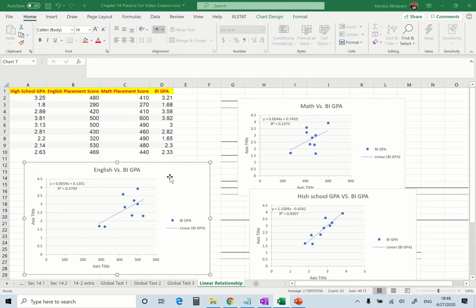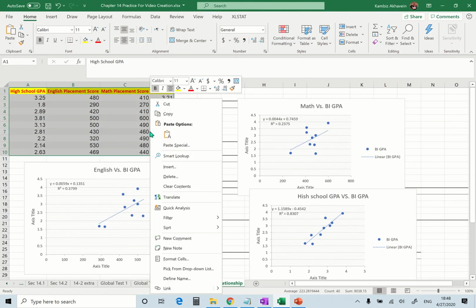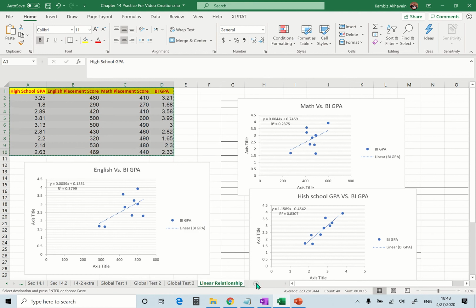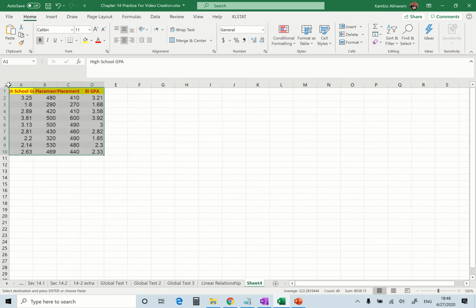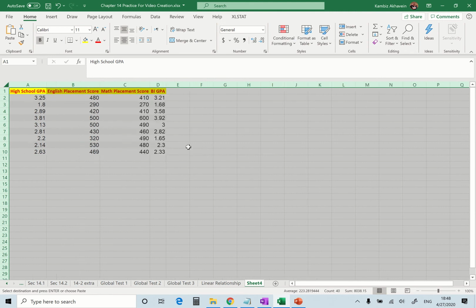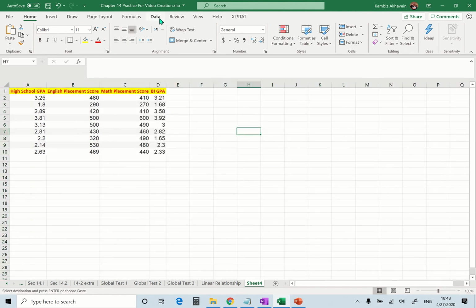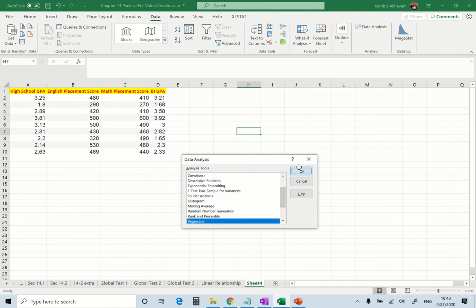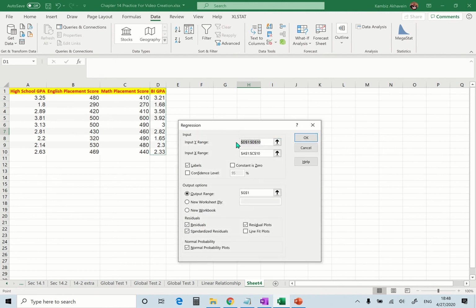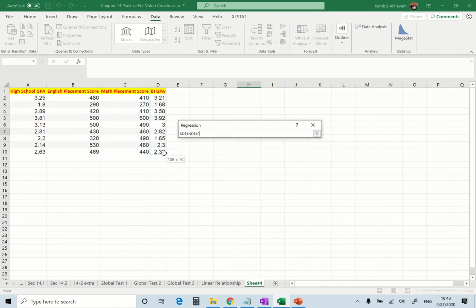Very easy. Let's go ahead and take this, put it in the next sheet. Now what I need to do is data analysis, regression. I go through this whole thing.